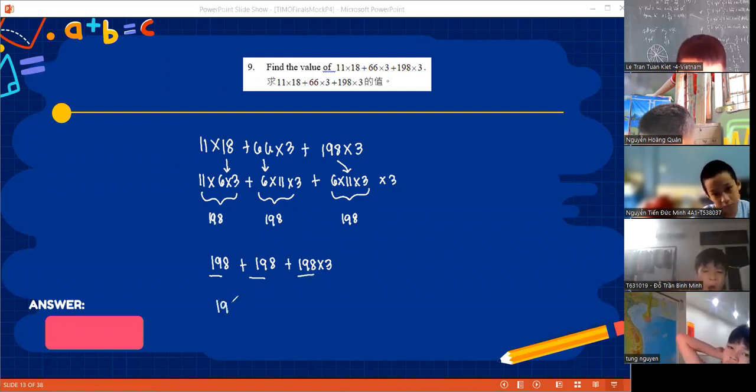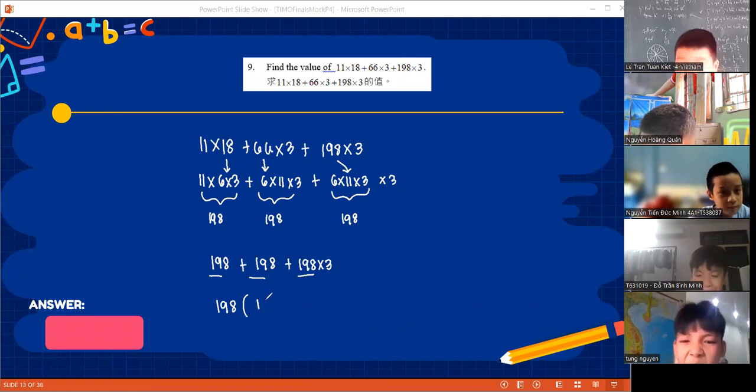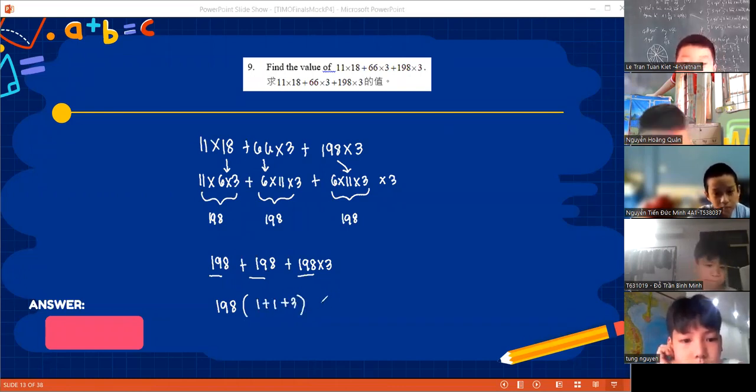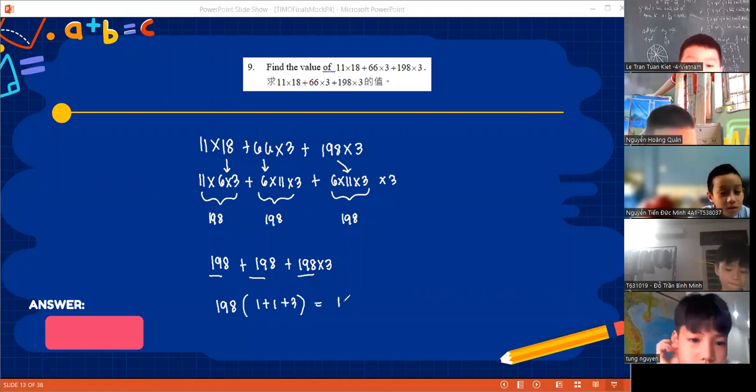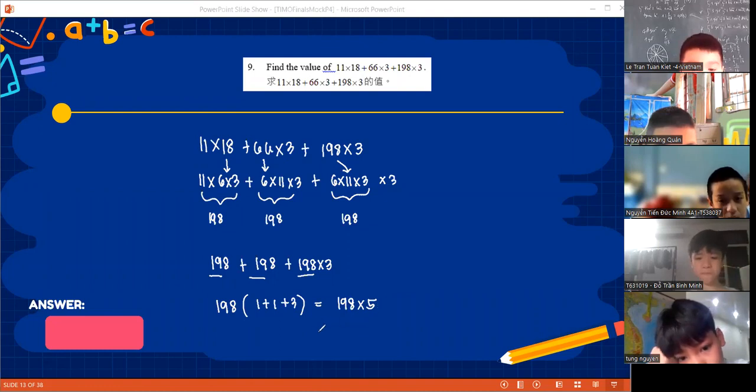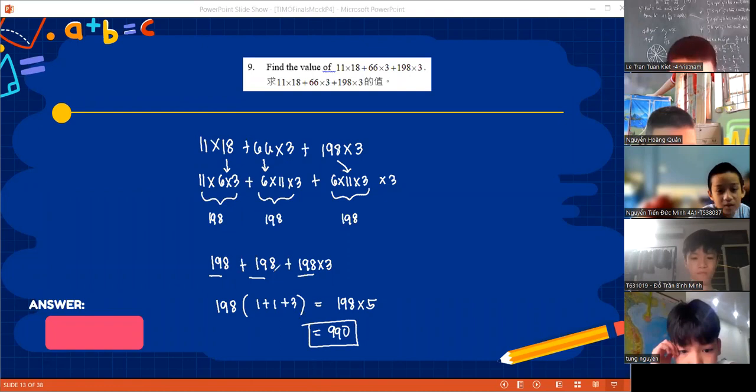So we can try to factor out 198. Then this is just 198 times 1 plus 1 plus 3. So this is 198 times 5, which is equal to 990. So the answer here is 990.